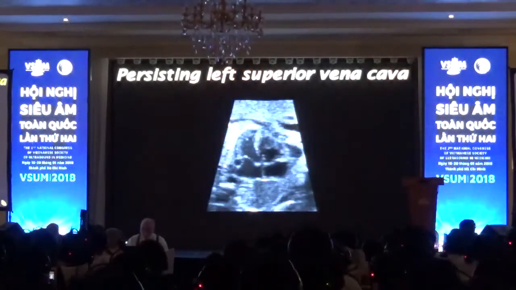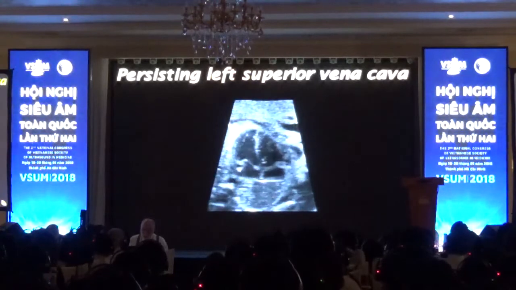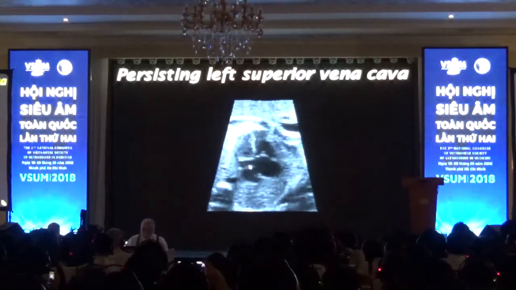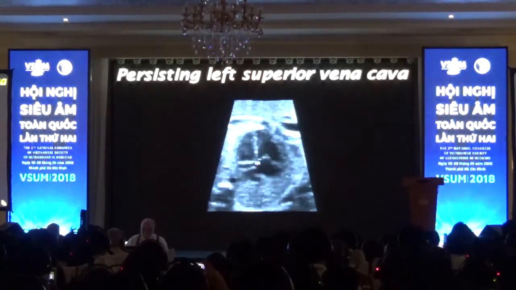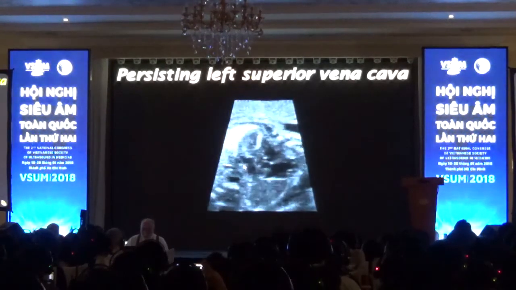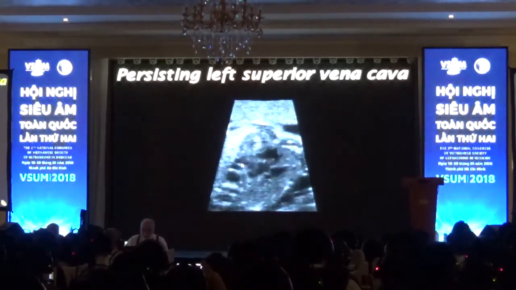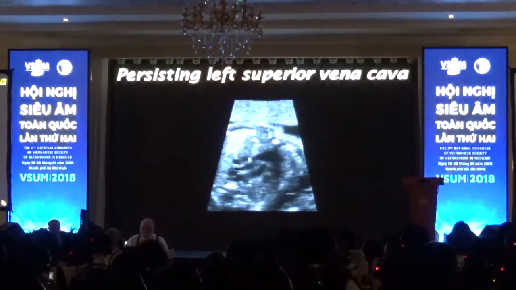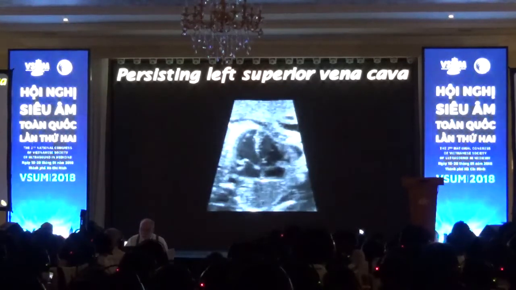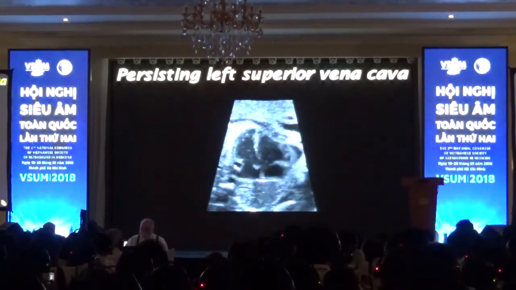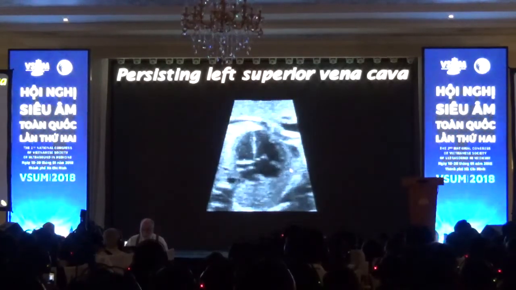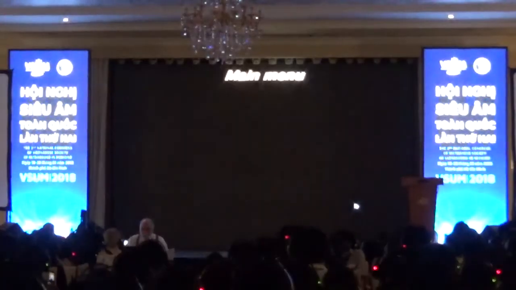So here we have the four-chamber view, you see the persistent left superior cava at this level, and when we go a little lower, you can see the communication into the coronary sinus, into the right atrium, and when we go up into the three-vessel view, we're going to see it on the left side of the pulmonary. Very typical. Okay, so 95% of them drain into the coronary sinus. You'll have a big coronary sinus. 5% drain into the back of the left atrium.